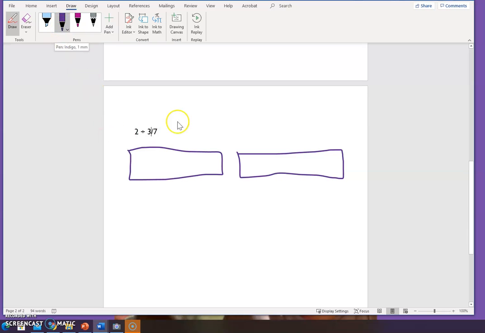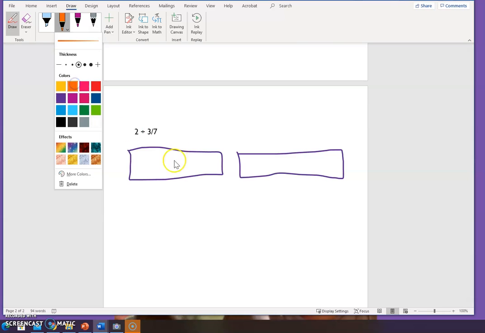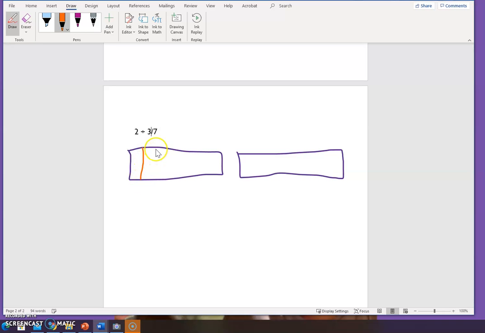So in order to be able to divide 2 wholes into 3/7, I'm going to break up each whole into 7ths. Okay, so whatever the denominator is, that's what you're going to be splitting it into. So this 2 now becomes 7/7. Same thing over here.